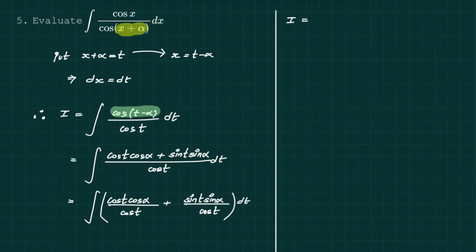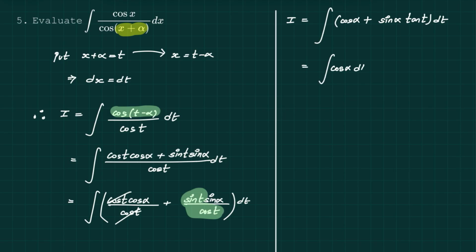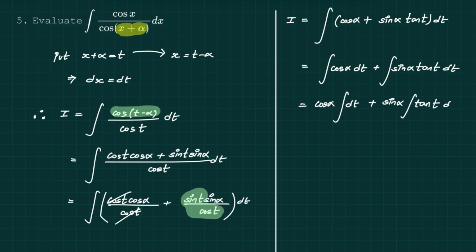This implies I equals, here cos t and cos t got cancelled, so we will have integration of cos alpha plus, and here in the second term as you can see that there is sin t over cos t, so here we can write sin alpha first, and sin over cos is tan t dt. Now let us separate the integral, then we will have integration of cos alpha dt plus integration of sin alpha tan t dt. Here since we are integrating with respect to t and since alpha is constant, cos alpha will also be constant, and similarly here sin alpha is constant, so integration of tan t dt.